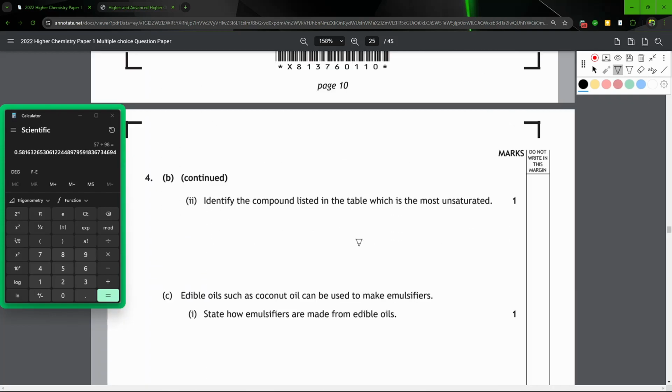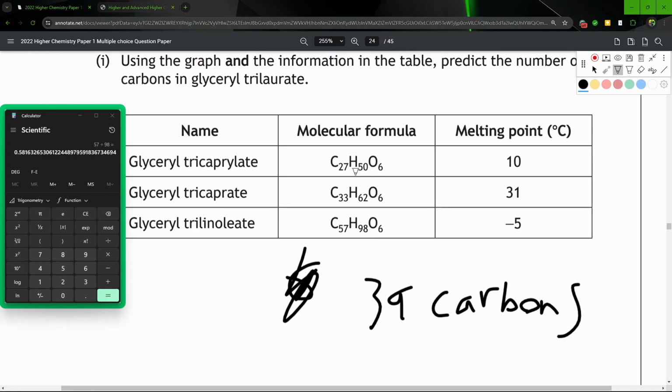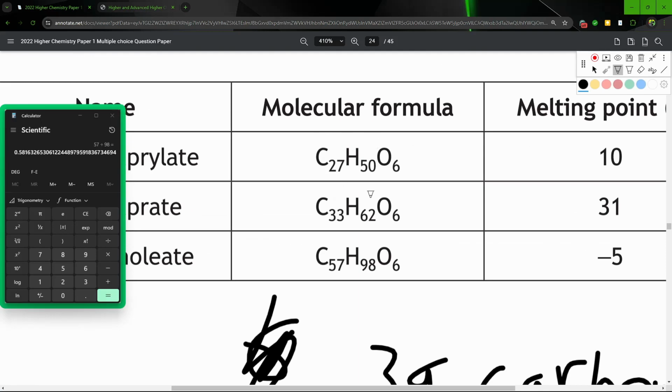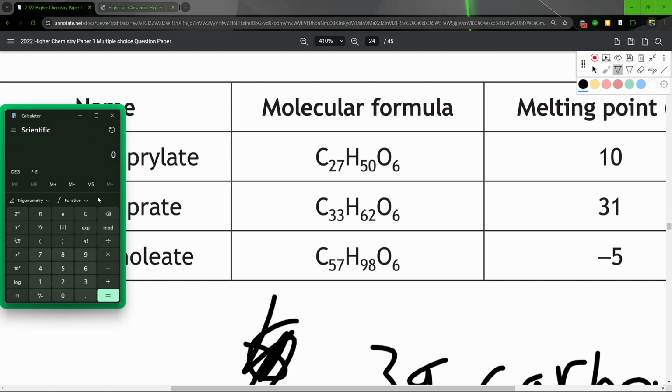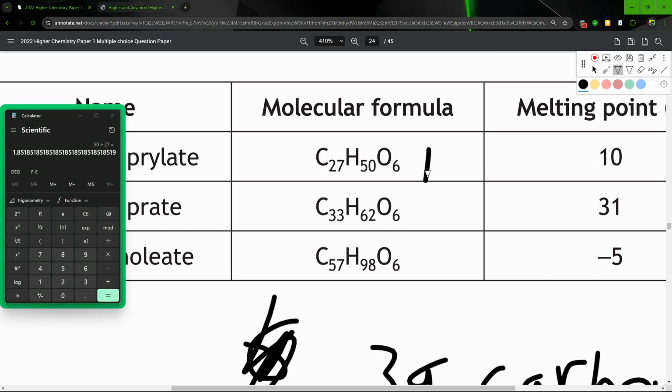Right, I will move into 4b2. Identify the compound listed in the table which is the most unsaturated. So what I'm going to do to work this out is use these numbers here to figure out the average number of hydrogen atoms per carbon atom. So we have 27 carbon atoms and 50 hydrogens, so I'm going to divide by 27. So each carbon atom here has roughly 2, but I'll say 1.85 average hydrogen atoms.